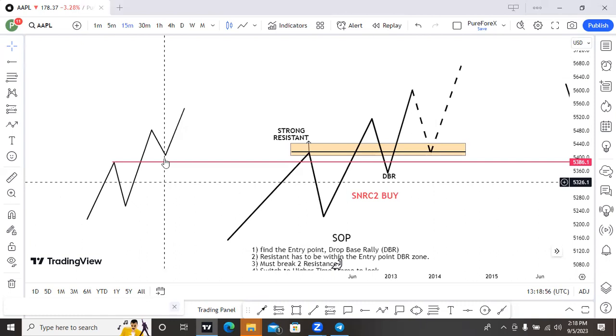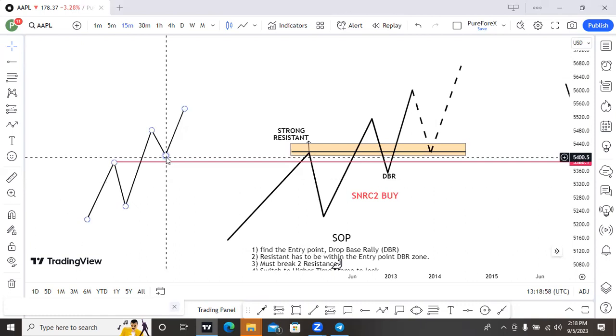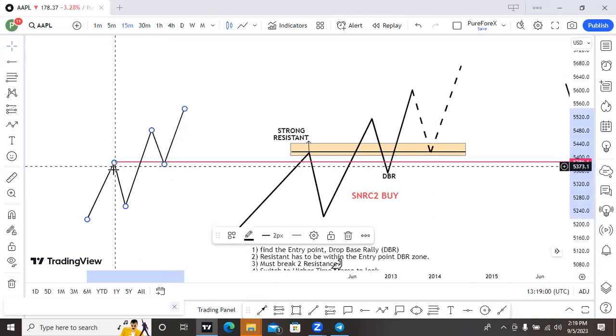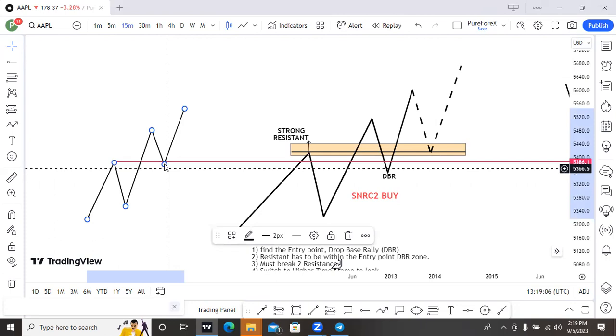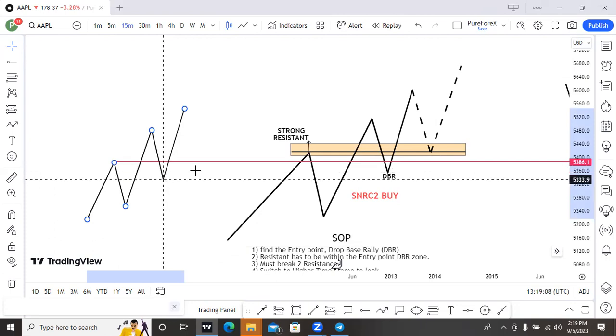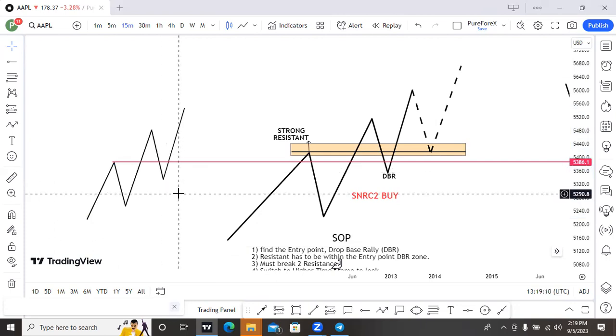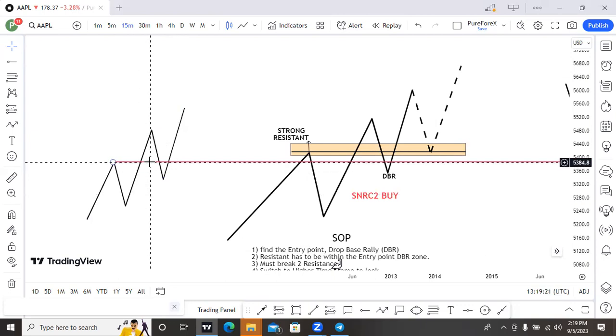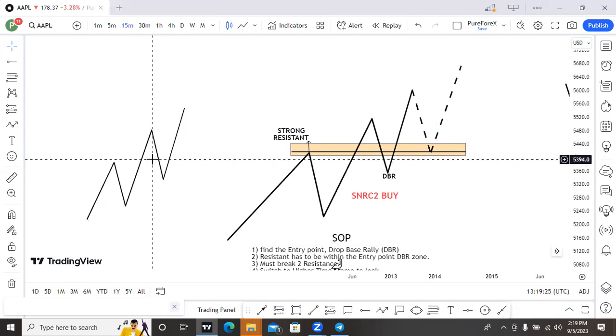Guys, you have to take note. We want to see the drop base rally like this, within what? Within the strong resistance, aligned with what? The drop base rally. It can also go below it like this, but what you have to ensure is that the strong resistance has to be within the drop base rally before we can consider that as a SNRC2 setup. So guys, take note of that.